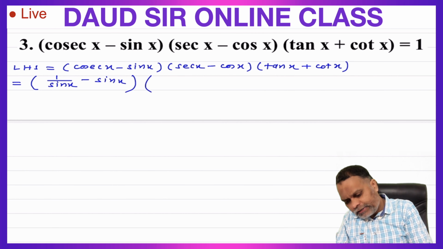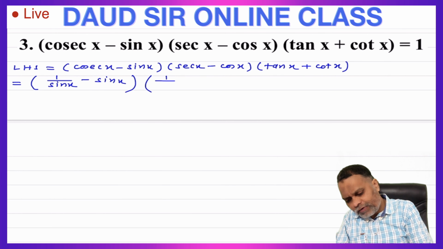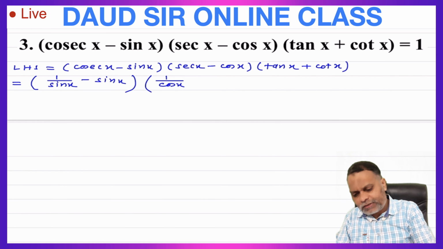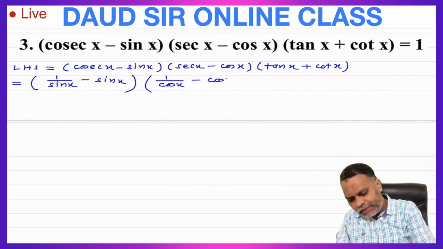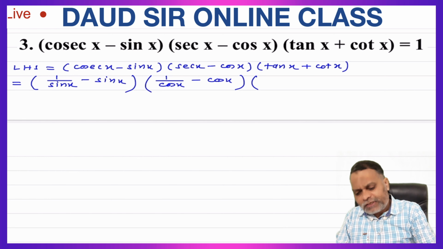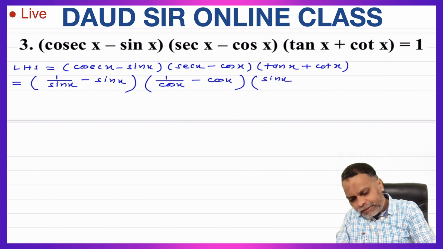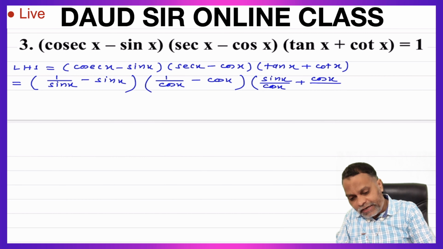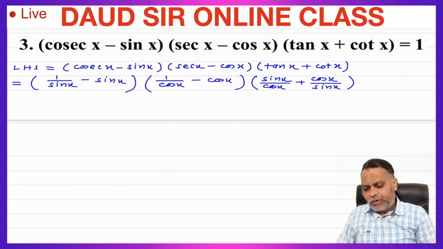In second bracket sec x can be written 1 upon cos x. This sec x is reciprocal of cos x, minus cos x as it is, into, in third bracket, tan x is equal to sin x upon cos x plus cot x is equal to cos x upon sin x. Now we can simplify all these brackets.